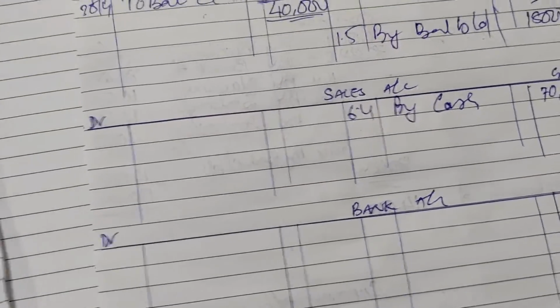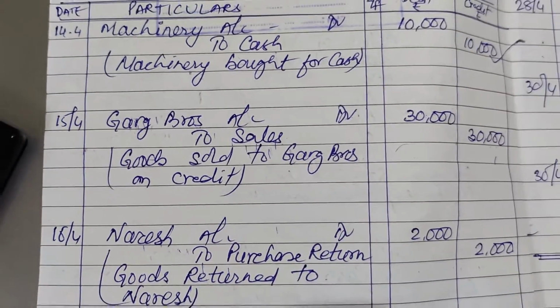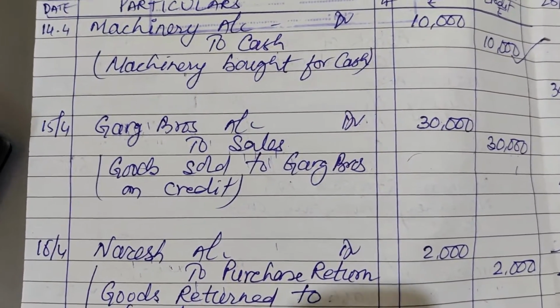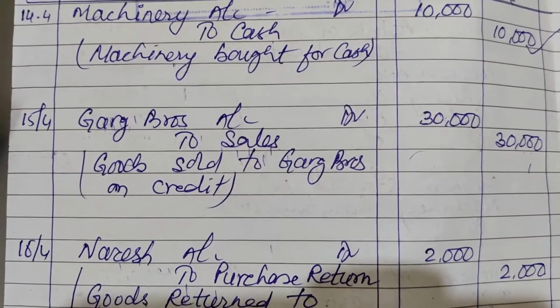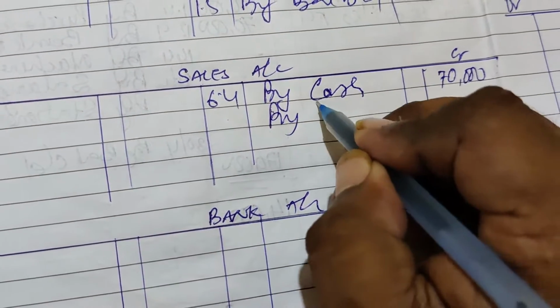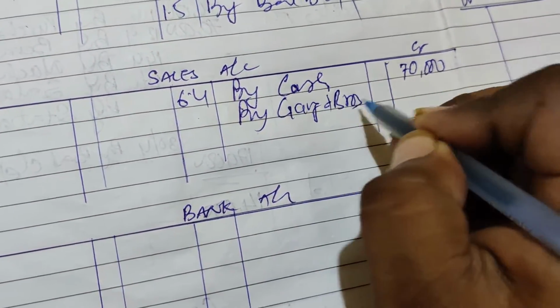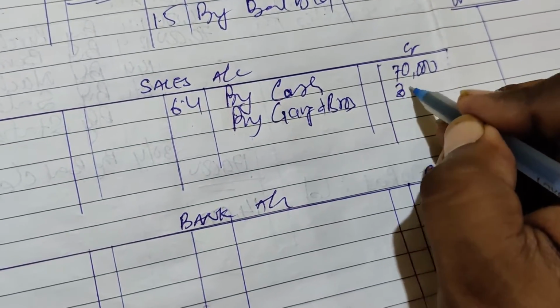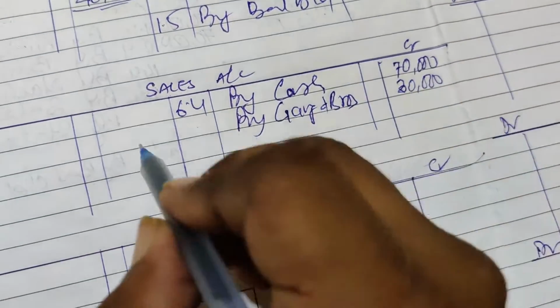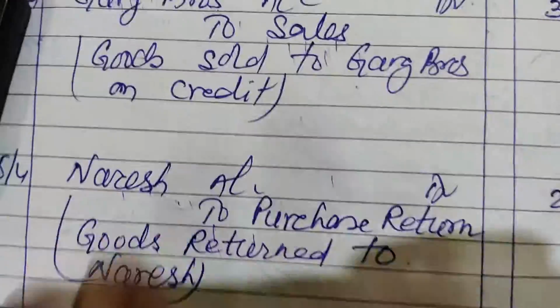Again we have sold on 15th April. Sold goods to Garg. Garg Brothers account debited to sales. 15th April, sales is credited. Garg Brothers is debited, by Garg Brothers. How much is the amount? The amount is 30,000. Date is 15th April.